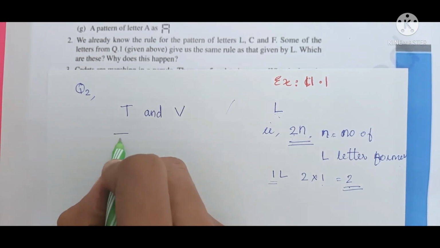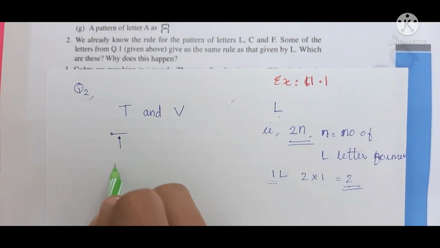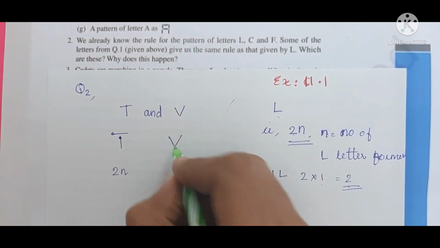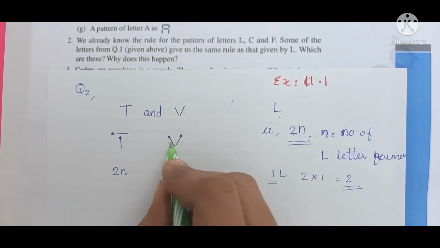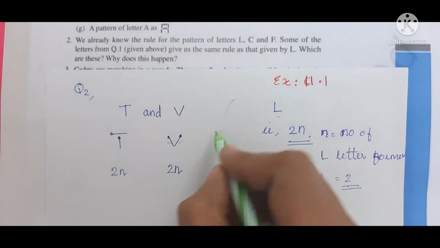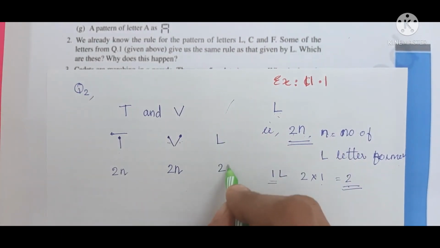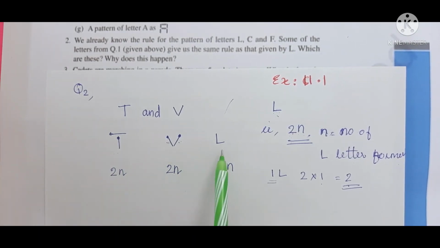So for the T letter we need 2 matchsticks. So the rule will be 2n. And also for V we need 2 matchsticks, 1 and 2. So the rule will be 2n. And also L is 2n. So all these 3 letters follow the same rule because they are all made with 2 matchsticks.